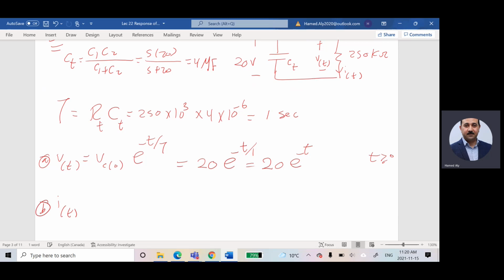For part B, you asked me about I of t. I of t is equal to V of t divided by R, which is equal to 20 times e to the power negative t divided by 250,000, because it is 250,000. This will be equal to 80 times e to the power negative t microamps. This is in case of t greater than or equal to 0, or 0 positive or 0 negative. It is 0 positive.